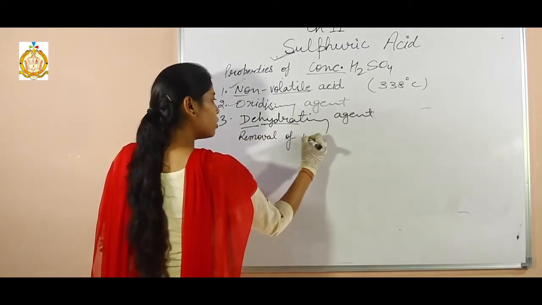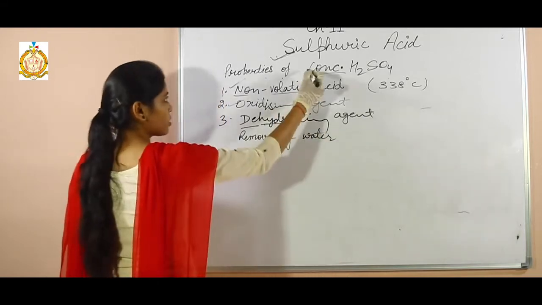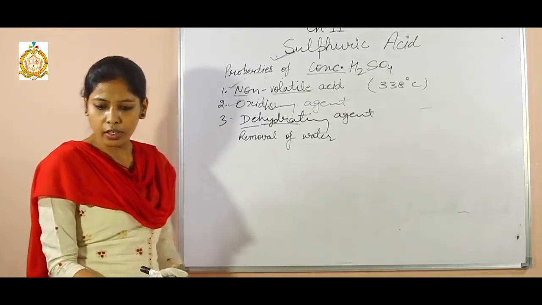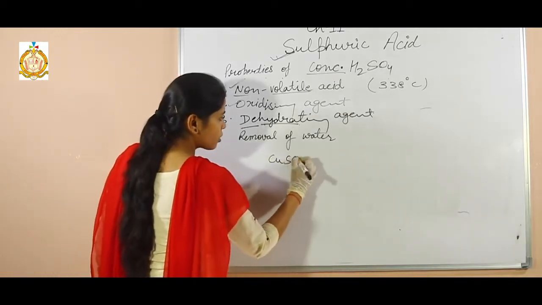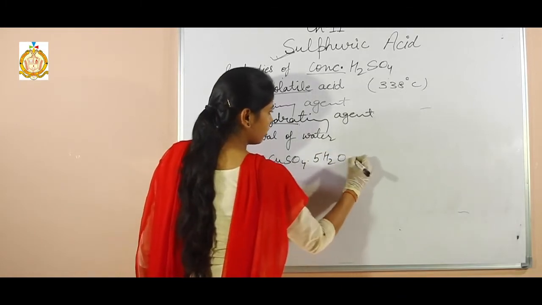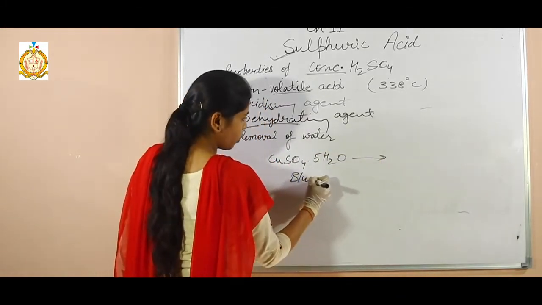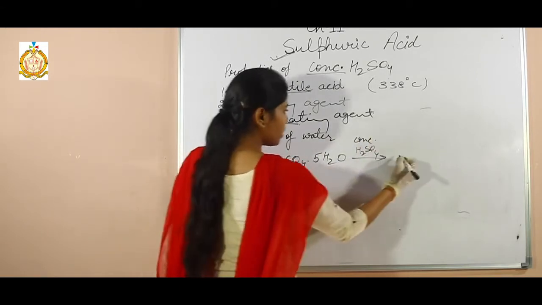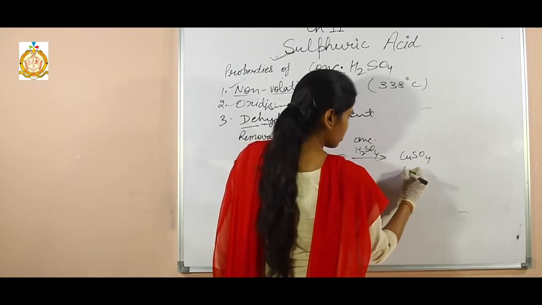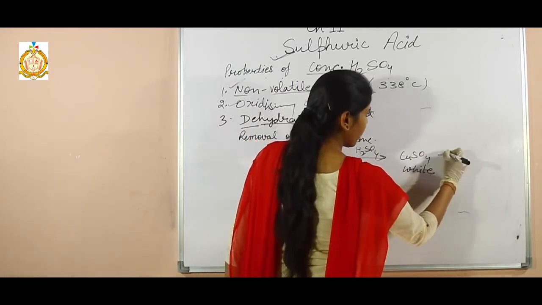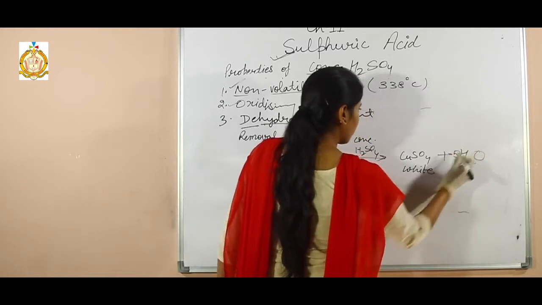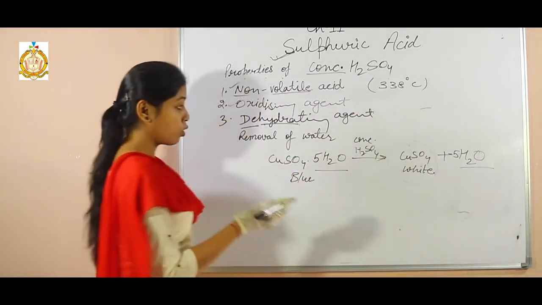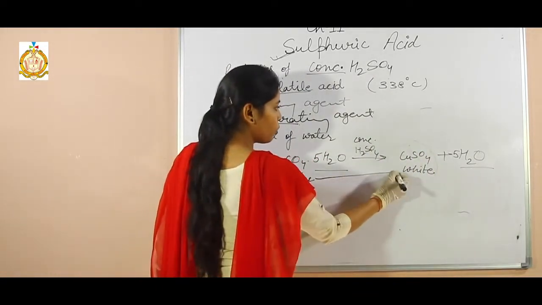Hydrating means of water. Sulfuric acid can remove water from other substances. Therefore, it is called a dehydrating agent. Example, copper sulfate pentahydrate. Its color is blue. On the addition of concentrated sulfuric acid, it will change into copper sulfate anhydrous. Color will become white, dirty white, and there are 5 water molecules. These 5 water molecules will be removed from copper sulfate, and the color changes from blue to white.